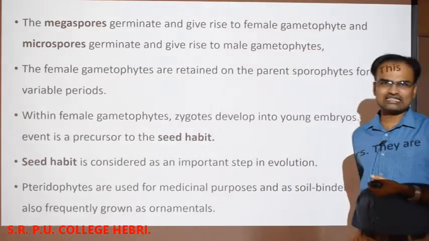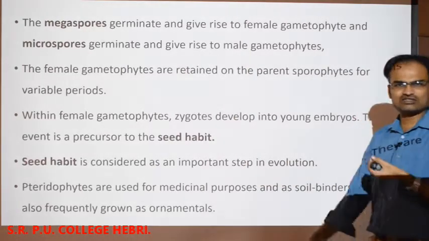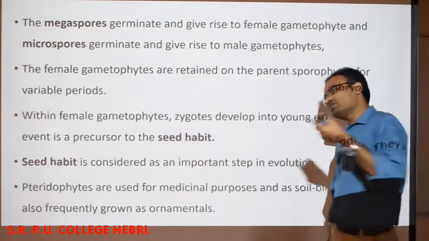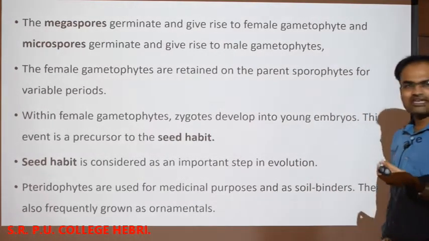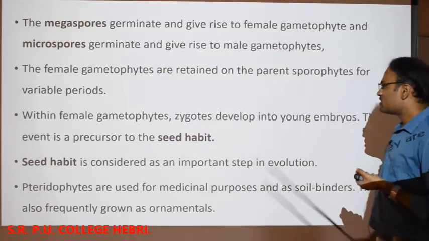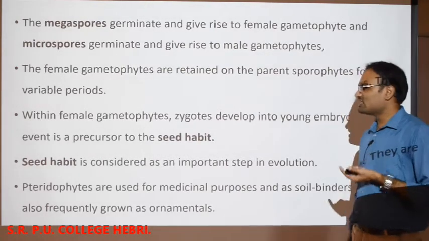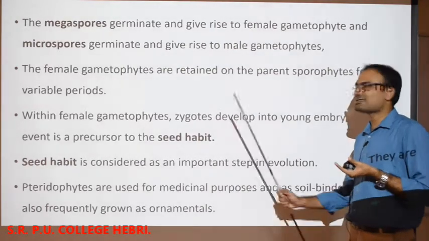Female gametophyte ಇದೆ ಅಂದ್ರೆ, in the female gametophyte egg cell production happens. So when the antherozoid comes and fuses, zygote formation happens, right? That zygote will develop into a young embryo. So that embryo formation is an event, a precursor to the seed habit.